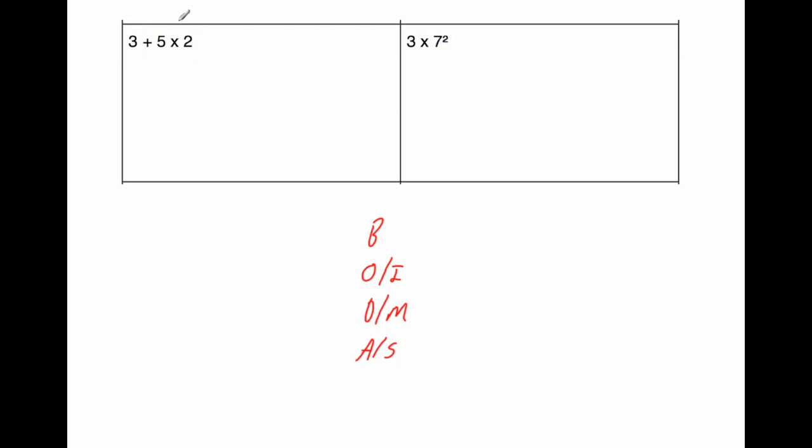As you can see, in our first question here, we've got multiplication, so we'll have to do that before we do the addition. So 5 times 2 is 10, so we'll write that down, and then we'll write our 3 plus in front of it. 3 plus 10 is equal to 13, so our answer is 13.